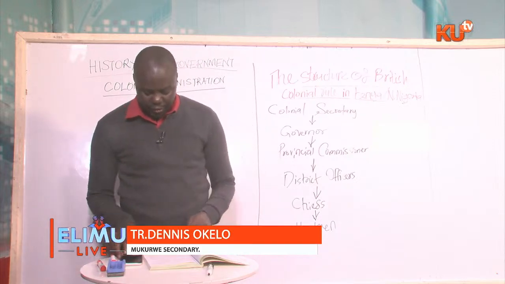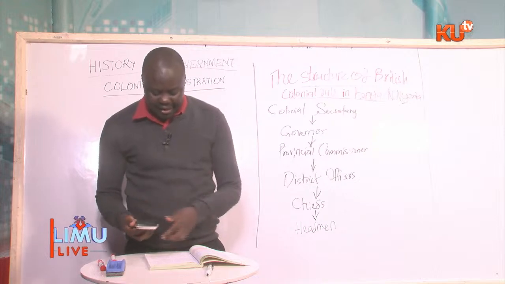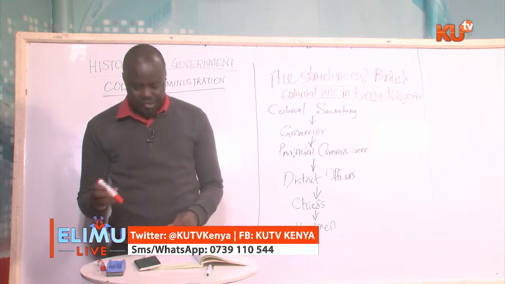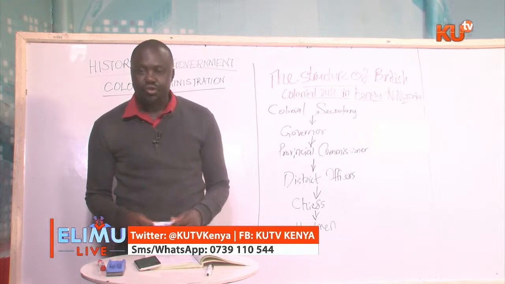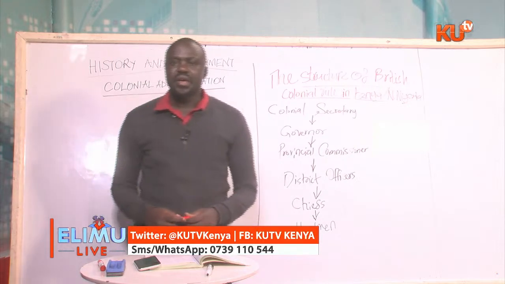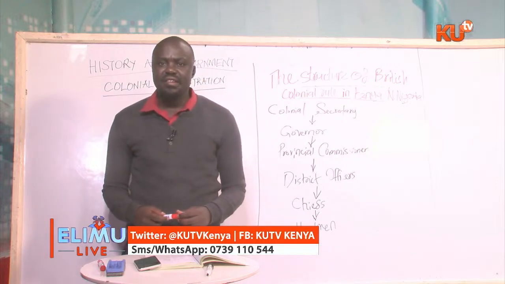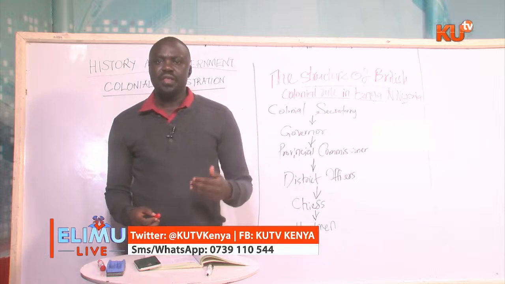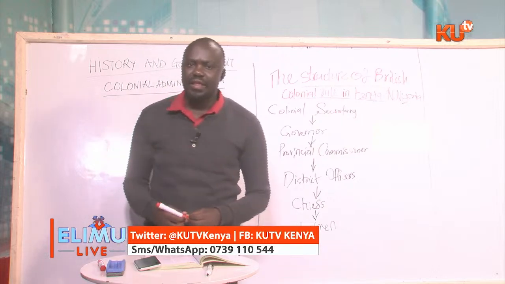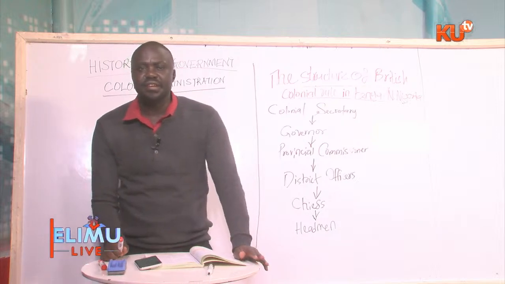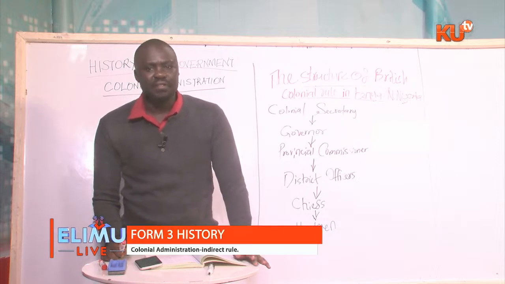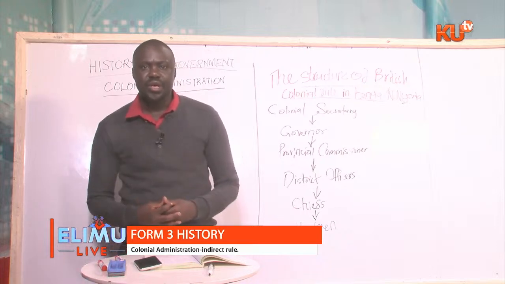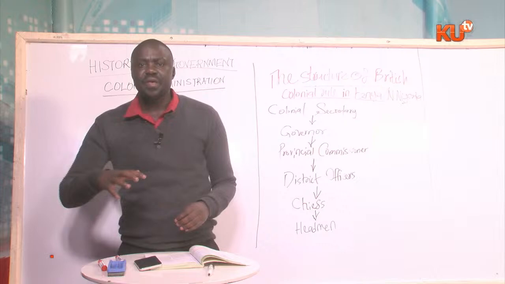Now, what is indirect rule? This is the system of administration in which colonial powers use existing traditional structures of government to implement colonial policies. In the western part of Kenya, the Wanga sub-tribe used to be ruled by Nabongo Mumia or the chiefs. So when the colonial powers came and they found the existing good structure of governance, they just employed the chief to do the work. It was like using the chiefs to become the proxies.